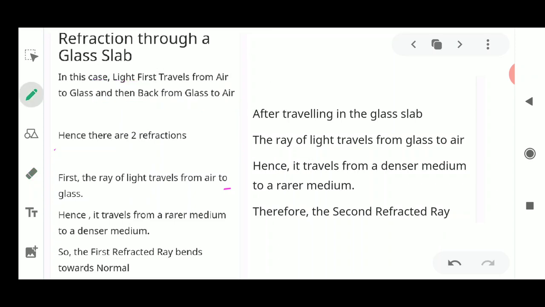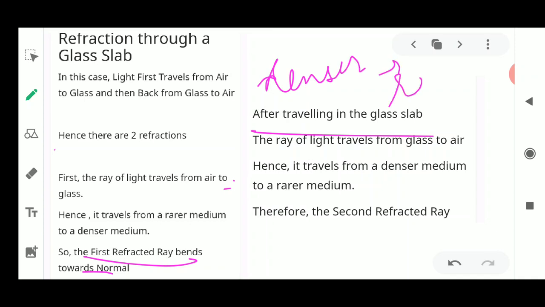I'm repeatedly telling you the meaning of rarer and denser medium, that is why. Fine. Now the first refracted ray bends towards the normal, and the second refracted ray is going to move away from the normal as it is traveling from the glass slab to the air again. Because I told you that the speed of light increases when it is moving from the denser medium to the rarer medium.